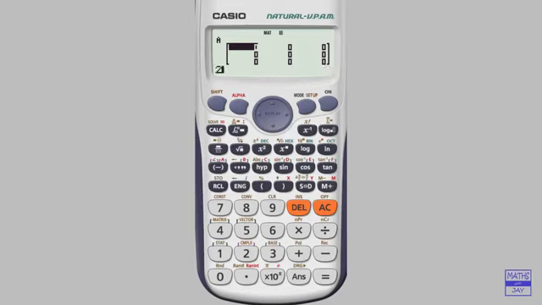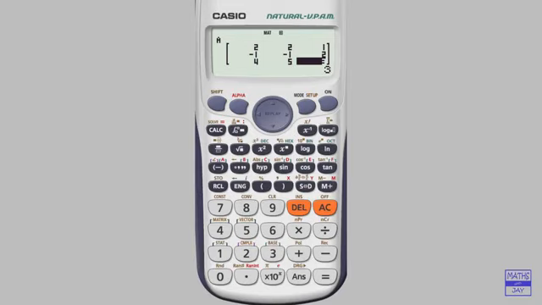So let's have 2, 2, 1. So that's our first row done. And then let's have a couple of negative numbers. So negative 1, negative 1. And there's our second row completed. And let's have 4, 5, 3 for the last row. So we've input our matrix.